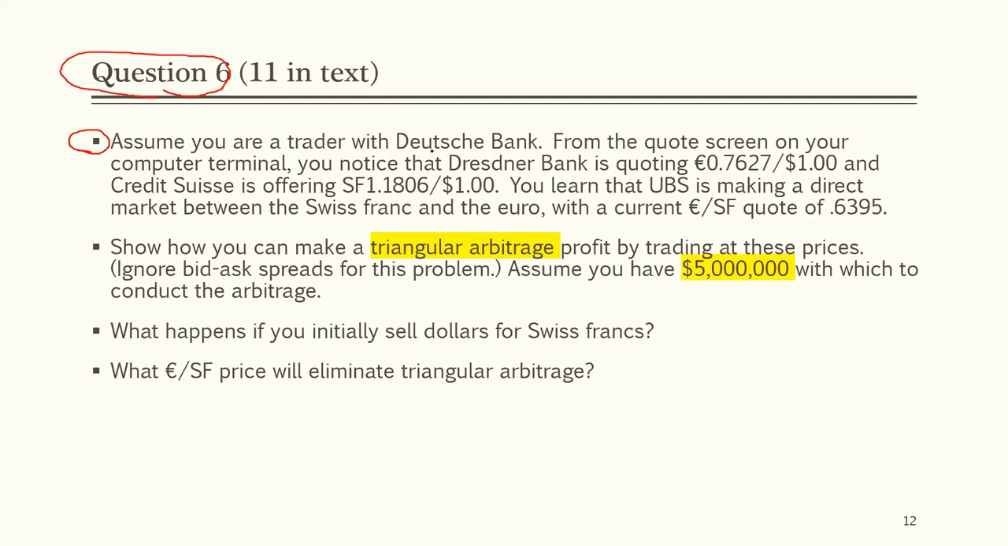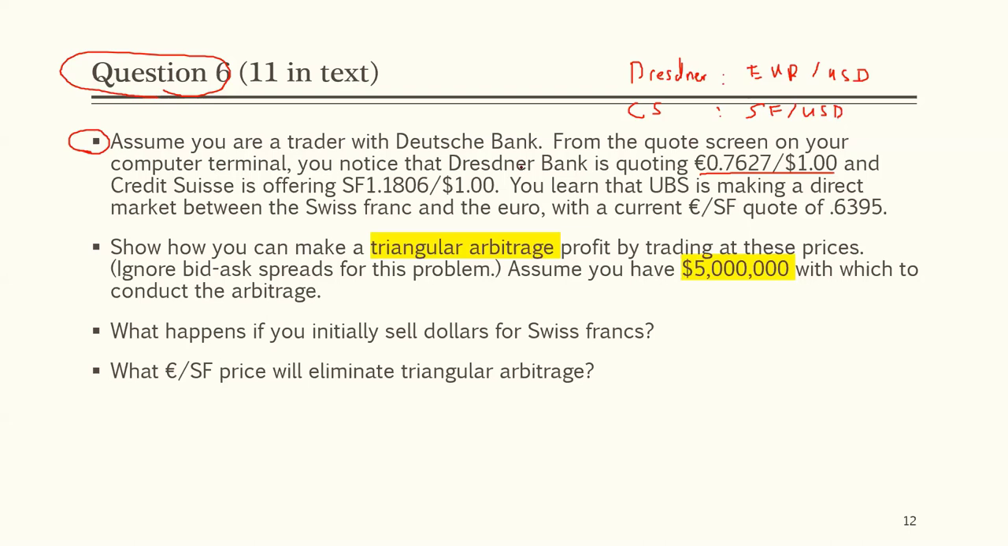Assuming that you are a trader with Deutsche Bank, from the quote screen on your computer terminal, you notice that Dresdner Bank is quoting a price of 0.7627 euro per dollar. This is the euro over USD quote. So with Dresdner, which is my first bank, they are trading the euro versus USD pair. My second bank is Credit Suisse. Credit Suisse is trading the Swiss franc and the USD.